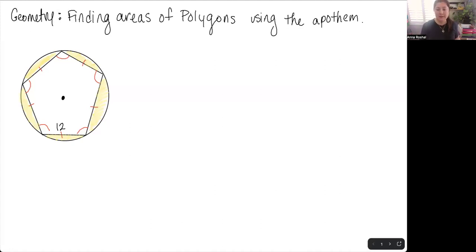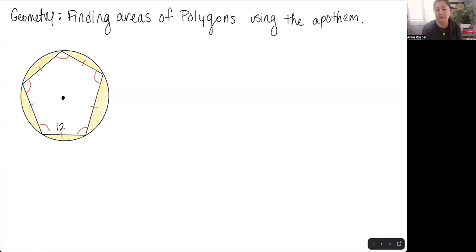Today we are going to talk about how to find the area of a polygon using an apothem. One of the things we want to make sure we understand is that any polygon we're looking at is a regular polygon, meaning all of the sides are equal and all of the angles are equal.